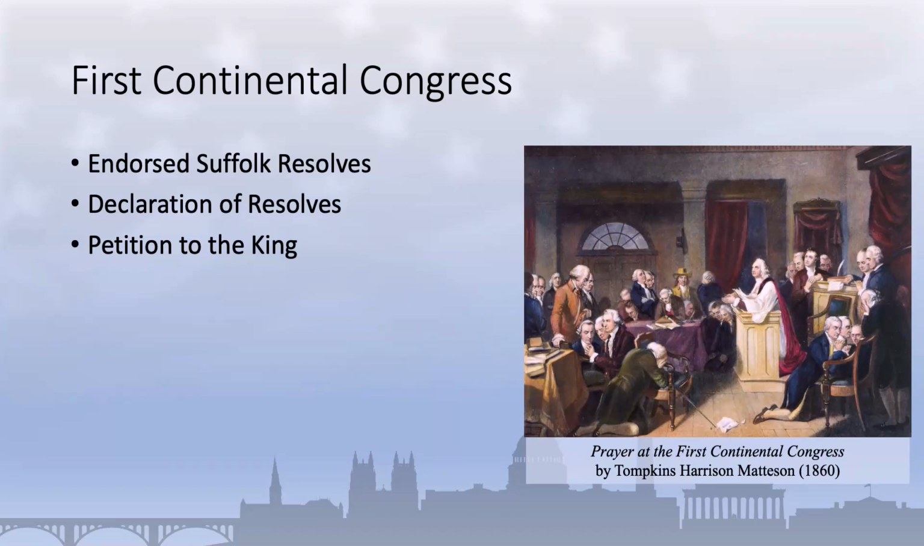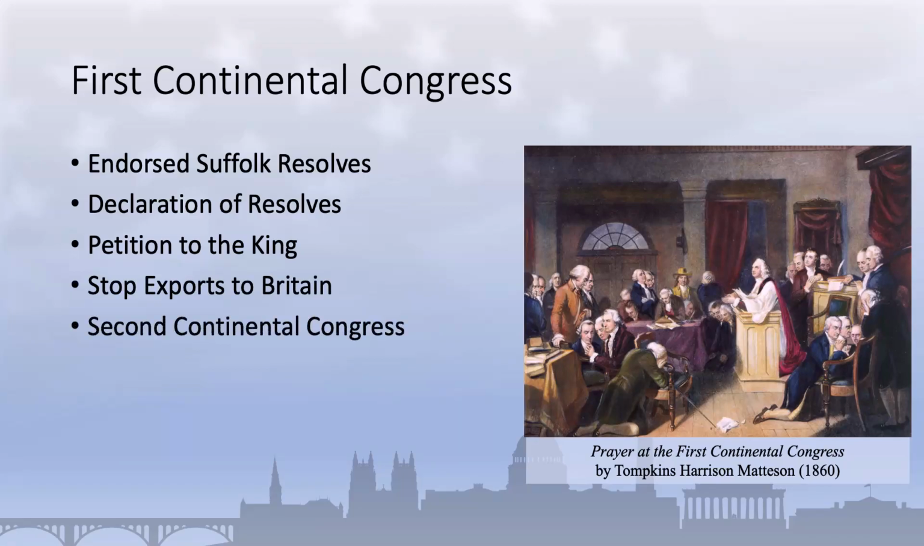The Congress further threatened to stop exporting goods to Great Britain if their demands were not met, and agreed to meet in a Second Continental Congress the following year to take further action if necessary. The Second Continental Congress would meet under very different circumstances. Less than 6 months after the conclusion of the First Continental Congress, direct military conflict between the colonial militias and the British military would break out.